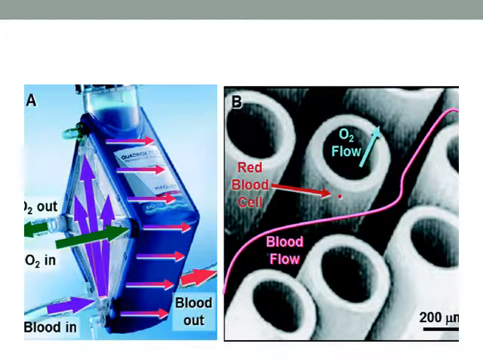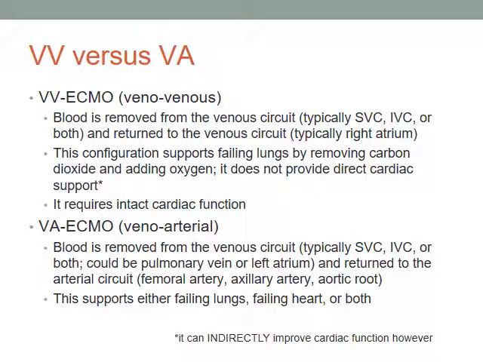Now there's VV versus VA. There's other things, we will talk about VVA later, and all sorts of configurations that can be put together. But the big ones are VV versus VA. VV is veno-venous, VA is veno-arterial. In both of these, you take blood out of the venous circuit, hence the first V. Blood removed from the venous circuit.